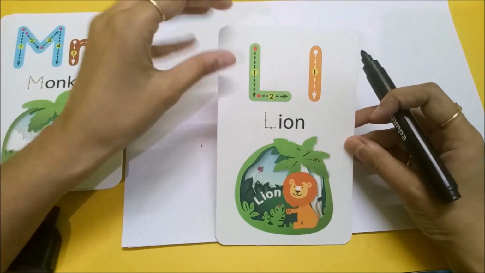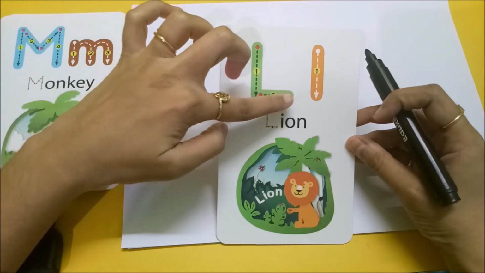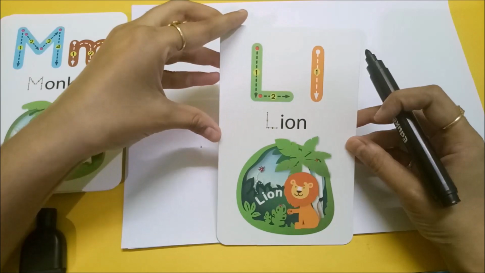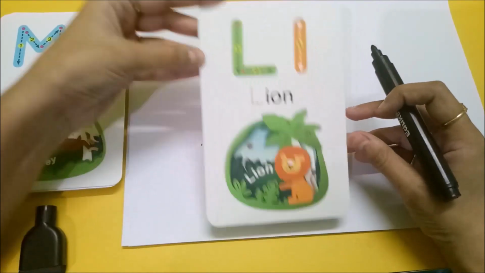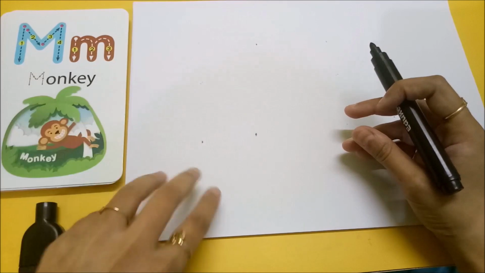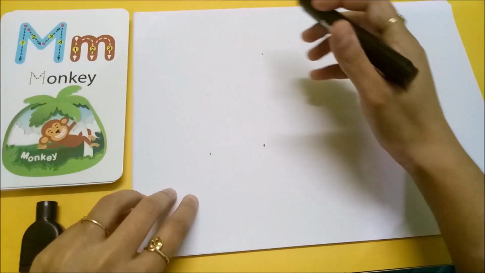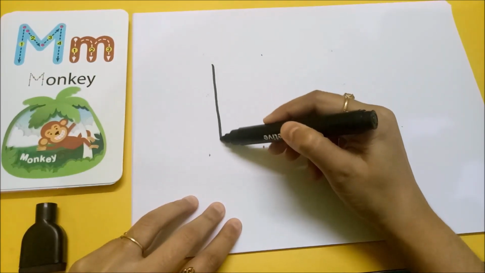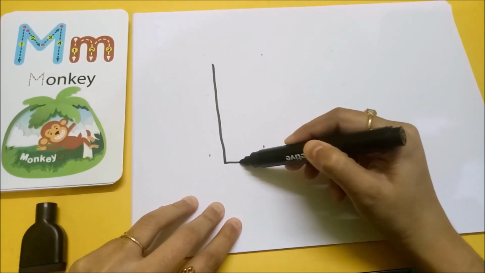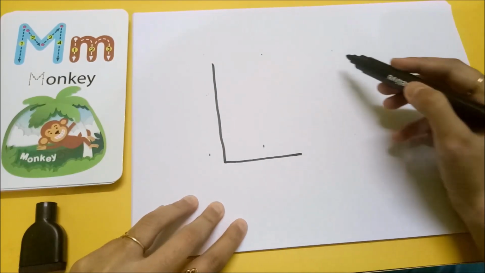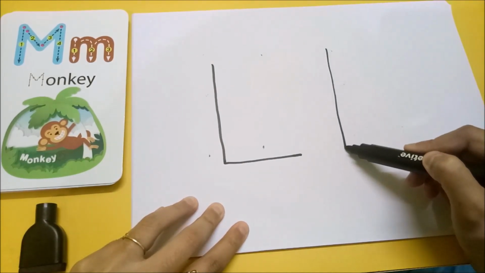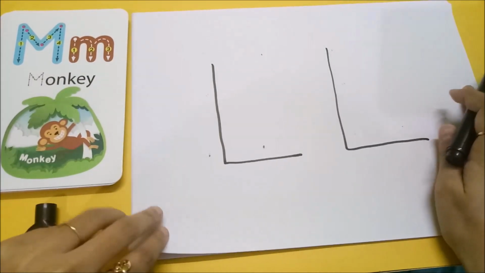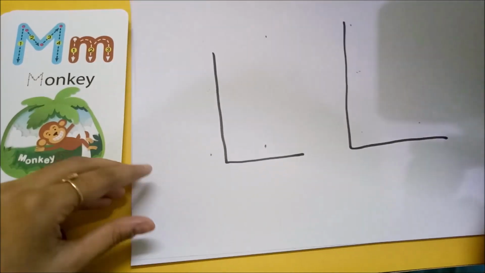L. A standing line and a sleeping line makes L. One standing line and a sleeping line. One standing line and a connected sleeping line makes L. Letter L.